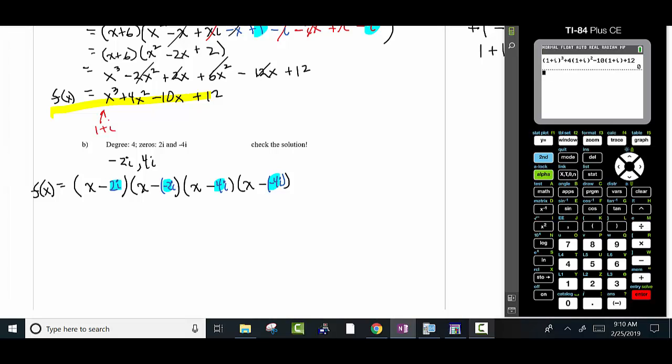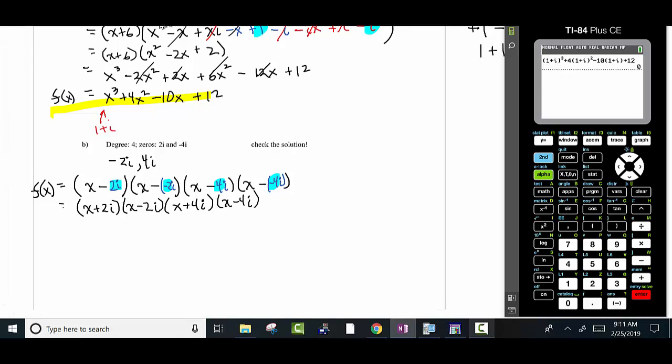Okay? Now you don't have to write this step. You can just do this in your head. So your factors are x plus 2i, x minus 2i. And then I'm going to write it this way, it doesn't matter what order, x plus 4i, x minus 4i. So you can just jump immediately to that right there. You don't have to write that intermediate step. I just want to show you it's x minus a number.